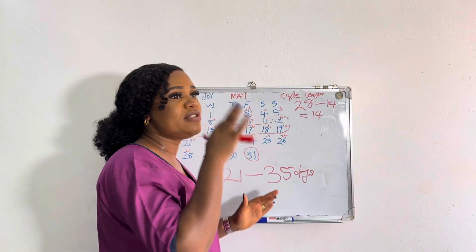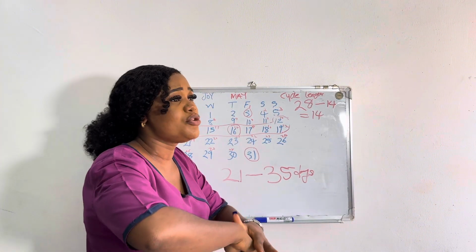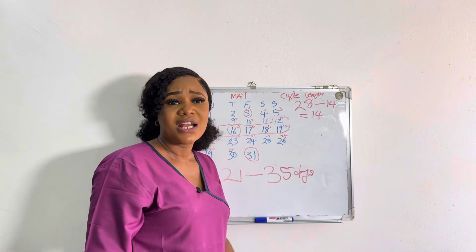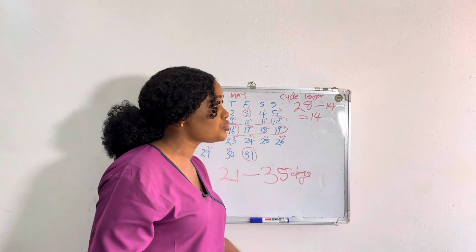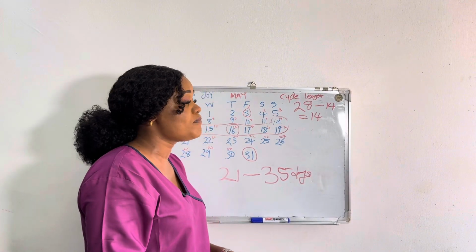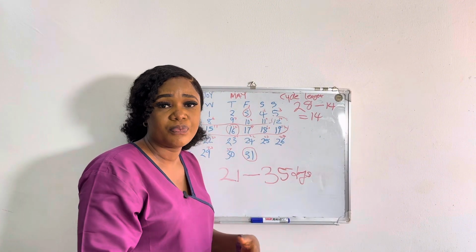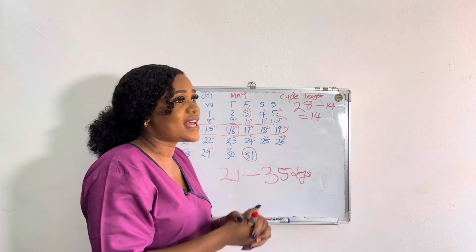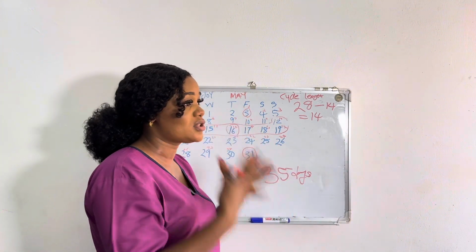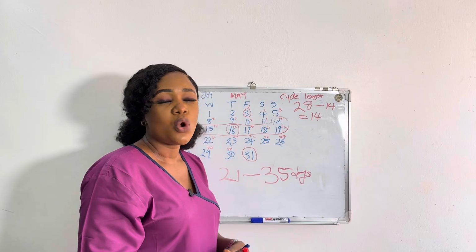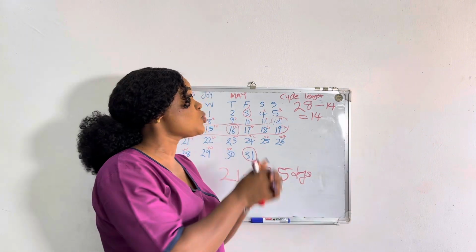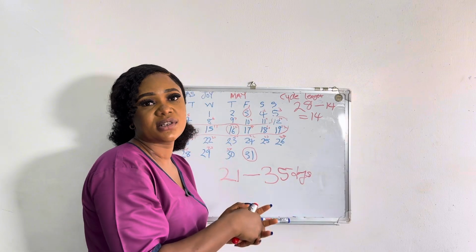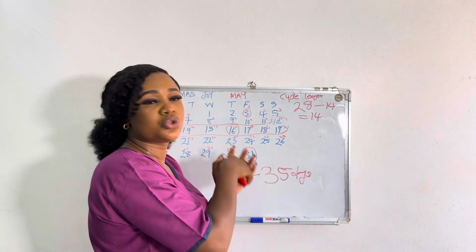Irregular periods, irregular cycle length, could be as a result of stress. It can be a result of mental stress, physical stress, social stress. It can also be as a result of maybe an acute illness like fever. These things can tend to change your cycle length. Or if you're on any hormonal contraceptive or any hormonal drug, they tend to also affect your cycle length and cause the date to change.